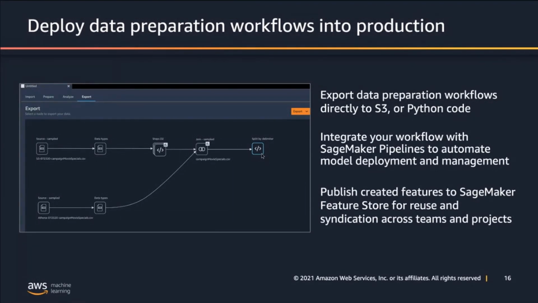You can also integrate your data preparation workflow with SageMaker Pipelines, which is our ML pipeline orchestration component, or any other open source ML pipeline orchestration framework like Kubeflow or Airflow that allows you to automate that model deployment and management. And importantly, you can also publish those features created by the pipeline in the SageMaker Feature Store for your future use and syndication across the organization. And all in all, Data Wrangler not only gives you a powerful set of data visualizations and data transformations, but it also gives you the capability to productionalize your workflows extremely quickly.